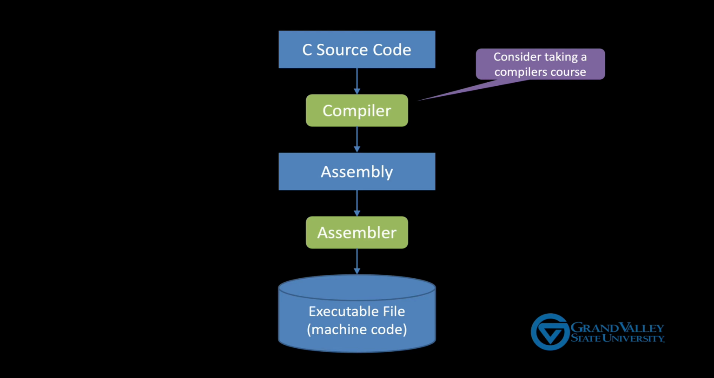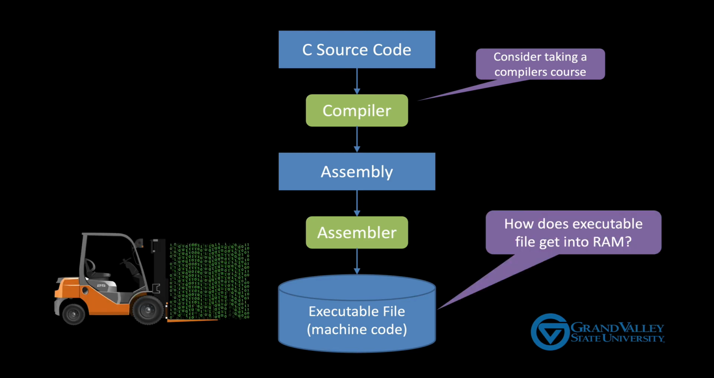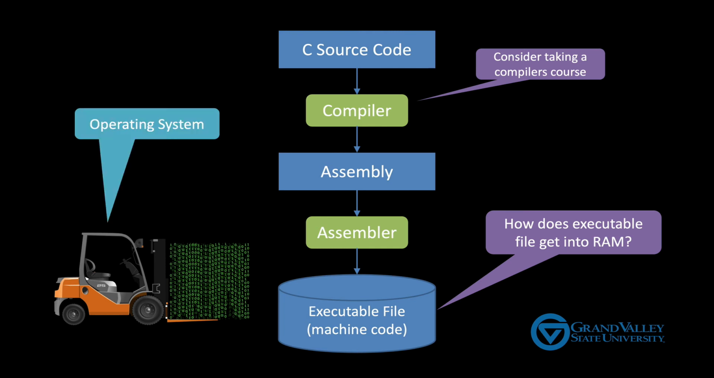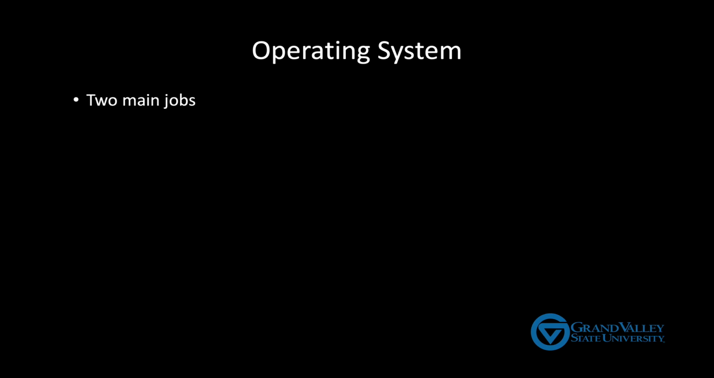So now that we have this list of machine code in a file, how does it get into RAM so we can execute it? Well, that's the job of the operating system. We could, of course, spend an entire semester talking about operating systems, and actually here at Grand Valley you don't exactly have a choice. Operating systems is a required course. But for our purposes right now, an operating system has two main jobs.